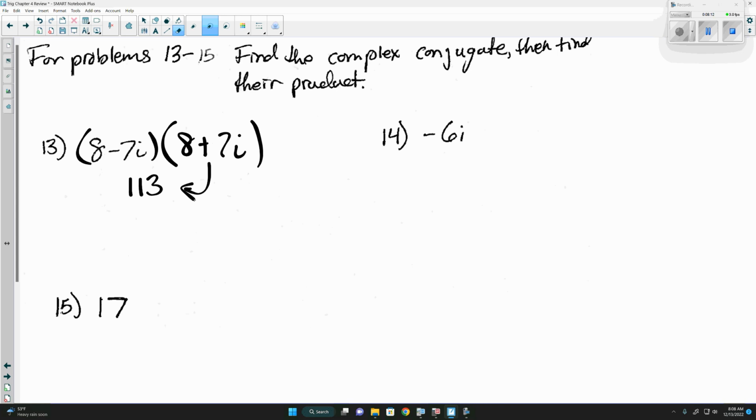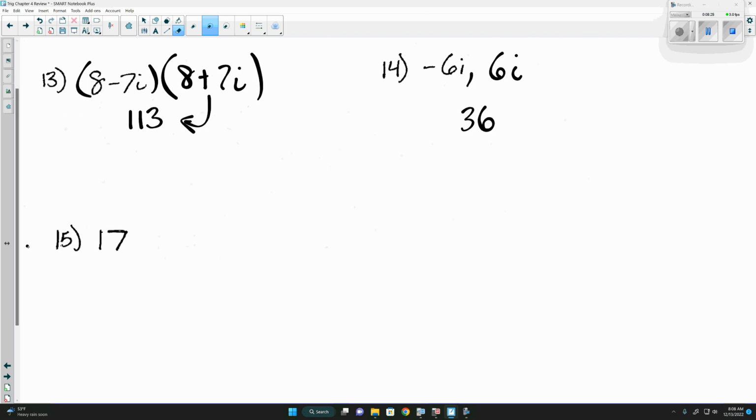Negative 6i's complex conjugate is 6i, and their product is 36. What's the complex conjugate of 17? 17, because we're only changing the number in front of i, which would give us 289.